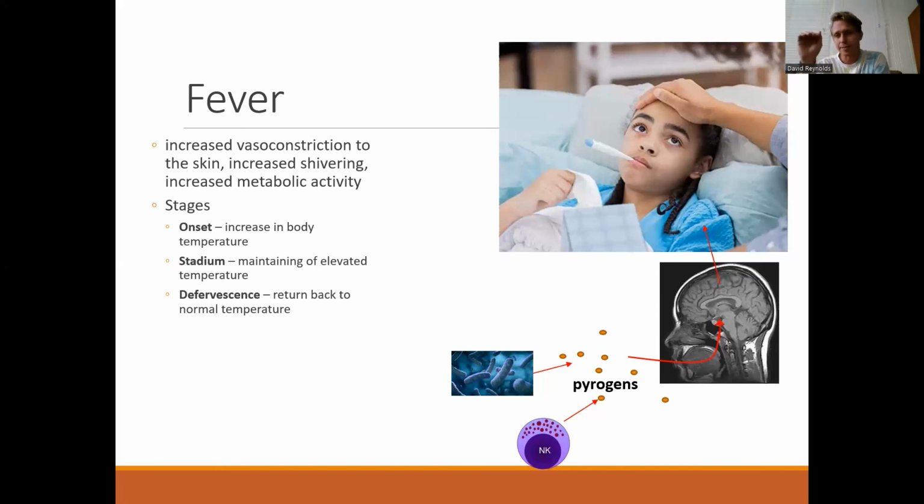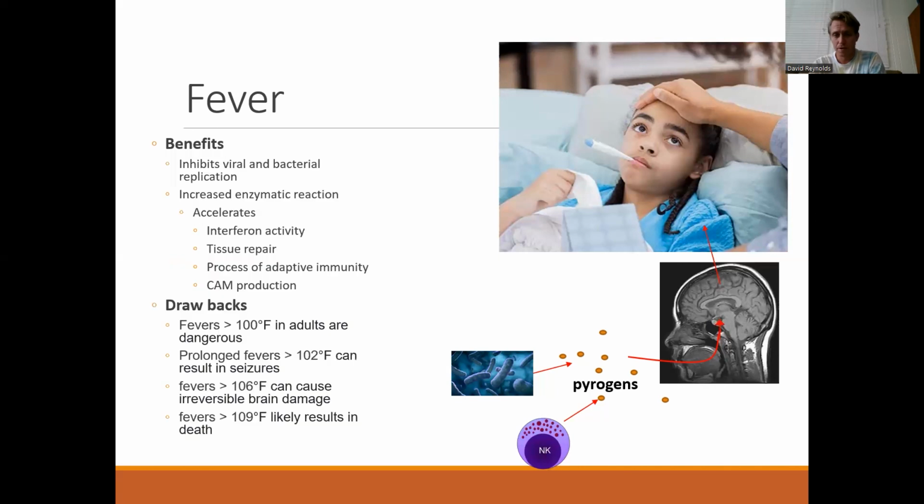And then at a certain point, you're going to get to the stadium. Stadium is a plateau stage where you just maintain that high temperature. And that is really where your body's fighting off a lot of the foreign pathogens that are in your body. So as you're maintaining that elevated temperature, a lot of different things are happening, helping fight off the pathogens that are in your body. But once your body gets a handle on it, then you're going to start decreasing your temperature, because increased temperature for too long can be very bad. And so that's when you start your defervescent stage if your body's starting to get a handle on that infection.